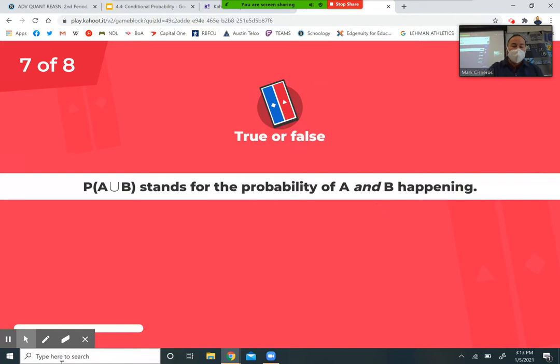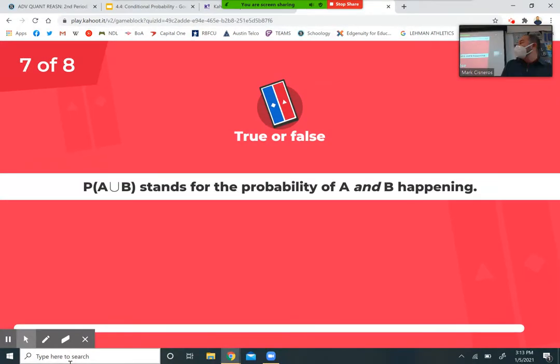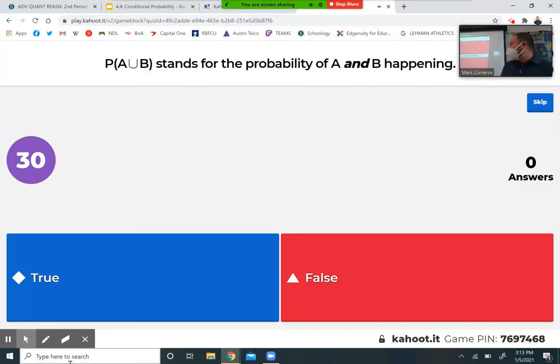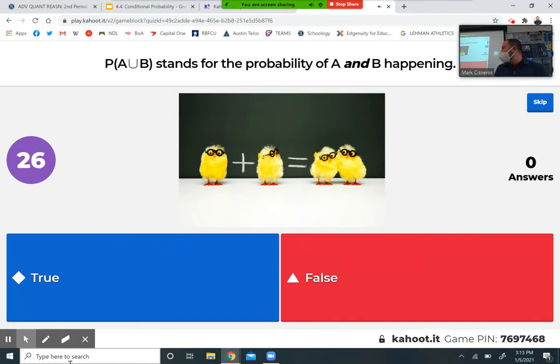Lizzie, what does this stand for? Look at that notation. It stands for the probability of A and B happening. True or false? Is that the probability of A and B happening? True or false? Your probability notation. Your 9 seconds. True or false?